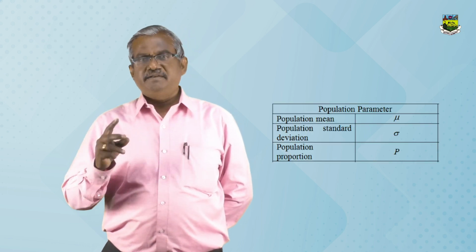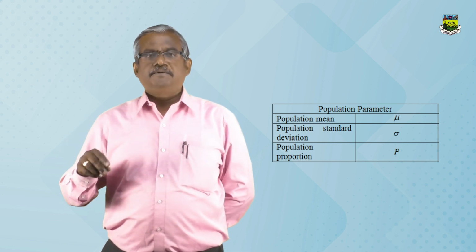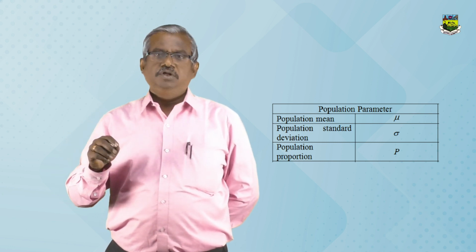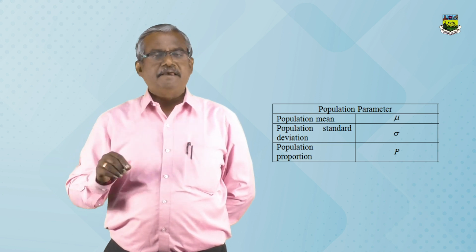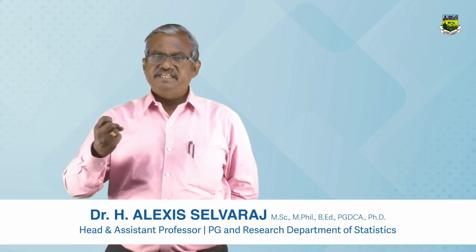Population mean can be defined by mu. Similarly, population standard deviation can be defined by sigma. Population correlation may be defined by rho, like that. Population proportion can be defined by capital P. So these are the parameters. Okay, these are population constants for the entire group, and from that population we can select a sample.